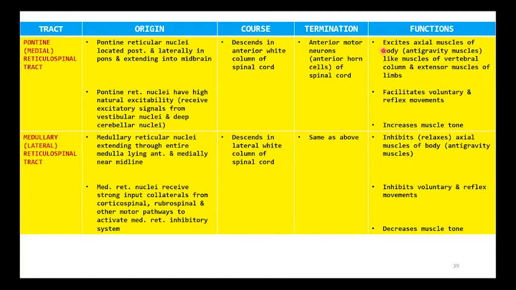Pontine is responsible for excitation of the anti-gravity muscles. This will inhibit the anti-gravity muscles. Similarly, the pontine reticulospinal tract facilitates voluntary and reflex movement. Medullary will inhibit the voluntary and reflex movement. Similarly, this will decrease the muscle tone, unlike the pontine reticulospinal tract.